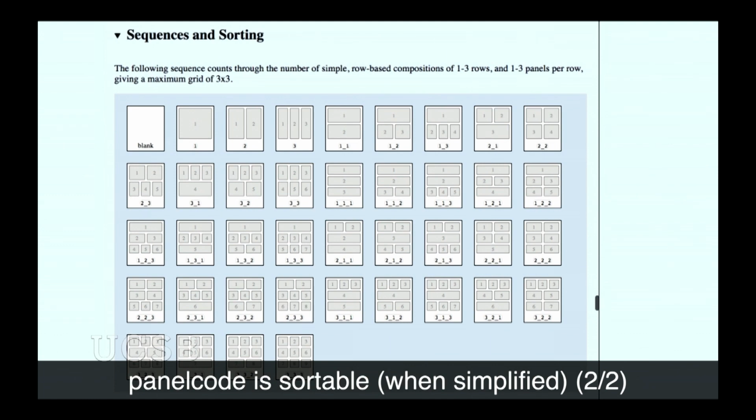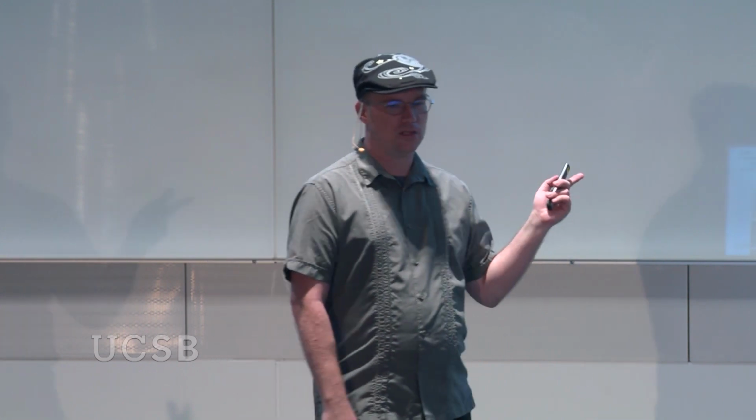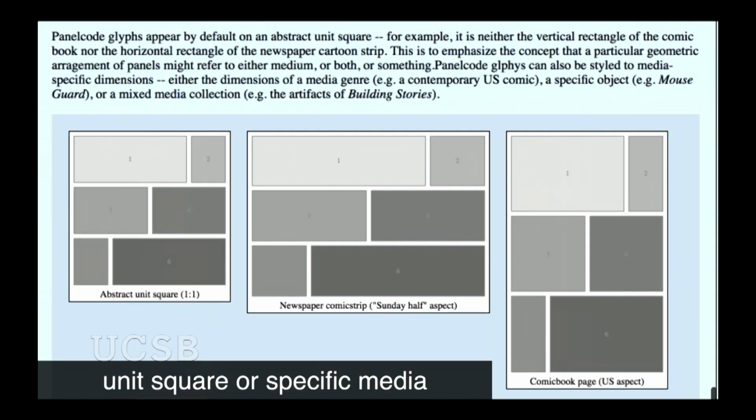And I can start to imagine things like I can do sort operations on this. I can search on this. Show me all of the different pages that have these properties. I can map against different forms. I can say this abstract square that's encoded describes a layout that looks like this. And if it had been printed in a newspaper, it would be stretched out like this. And if it had been printed on a comic book page, it would be stretched out like this. But it's the same thing, right?